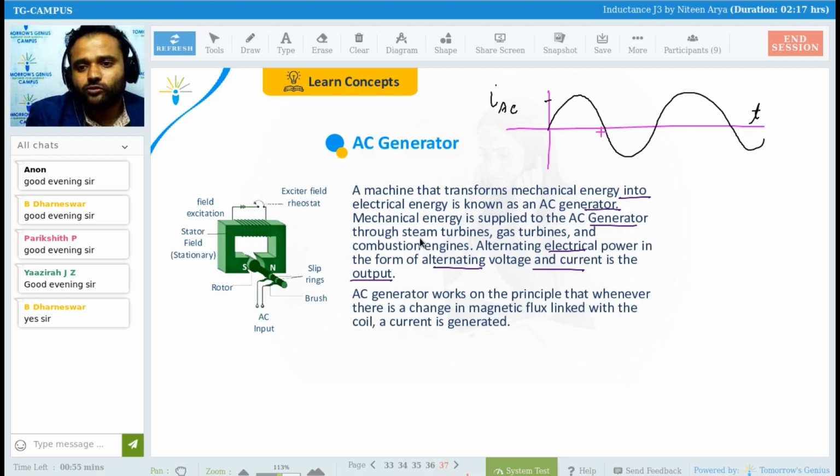And why is this cycle going to reverse? Because one time this slip ring is attached with this end, and another time it is attached with this end. So one time this coil rotates in this way, another time this coil starts rotating in the opposite way, and then again in this way and then opposite, in this way and then opposite.